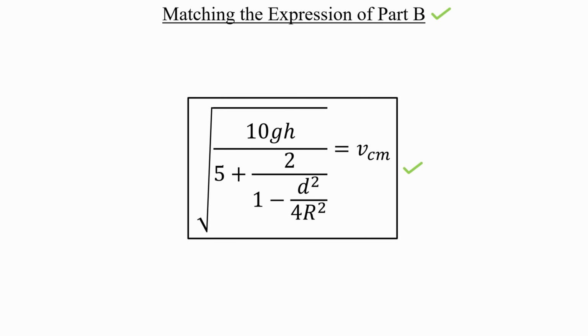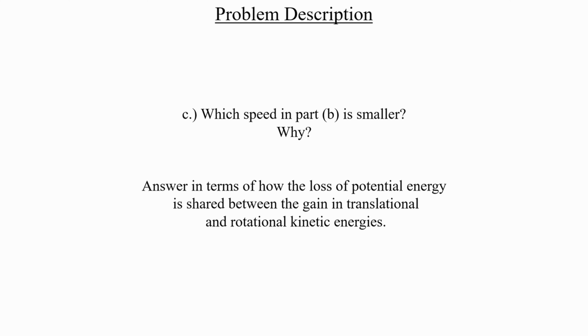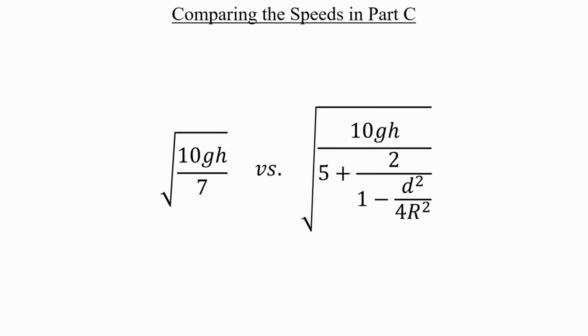In part C, we're going to figure out which speed from part B is smaller and explain why in terms of the energies involved. If we pull up a side-by-side comparison of these two speeds, we can see that the numerators between them are the same. So what really matters is what's in the denominators. In the case of the rails, we know that d is some number between 0 and 2r. We saw from the limits that it can't be 0 because then we would have the exact same situation as the ramp. And it can't be 2r because then the ball wouldn't even move.